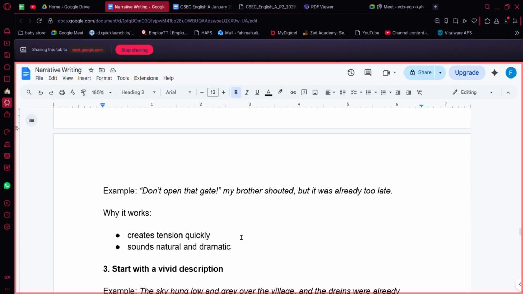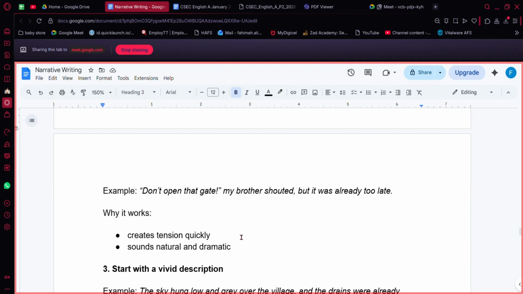So it creates tension. Why should the gate not be opened? What is it? What is behind the gate? Why is it closed? It sounds natural and dramatic as well, right? Natural in terms of dialogue. Somebody is talking. You usually see movies starting off like that.